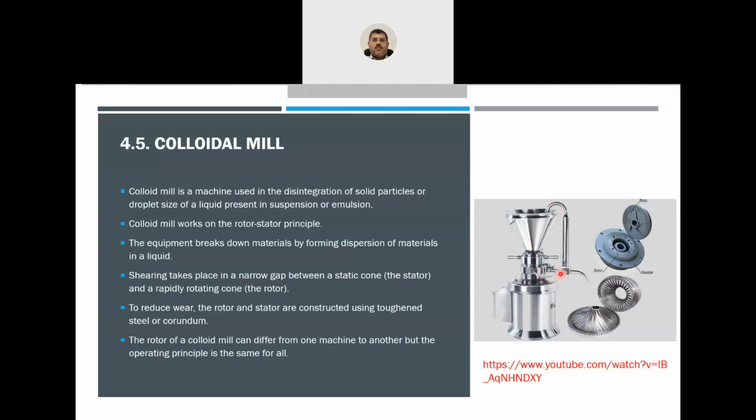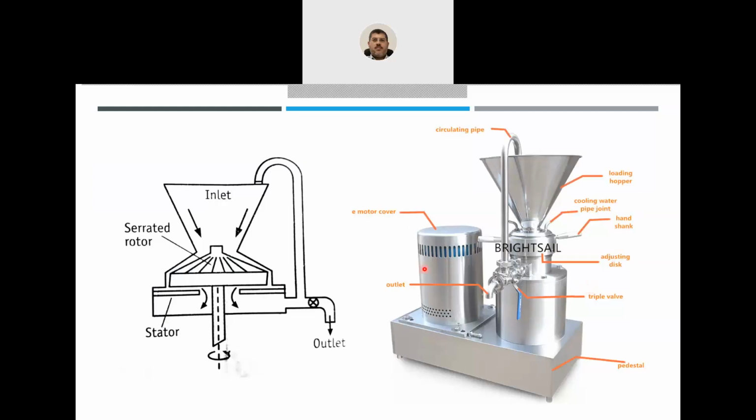Then you can control the flow direction using the valve. So once you open the valve for recirculation, it will keep recirculating the fluid. Once you finish, you just open the valve in the direction of collection, then you can collect the fluid, either emulsion or suspension, from here. Okay, this is how it looks.